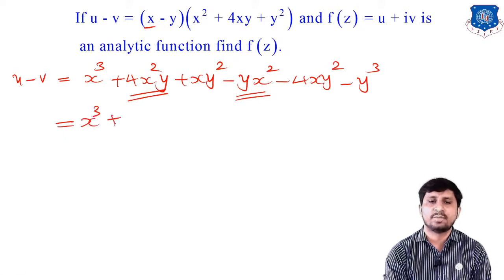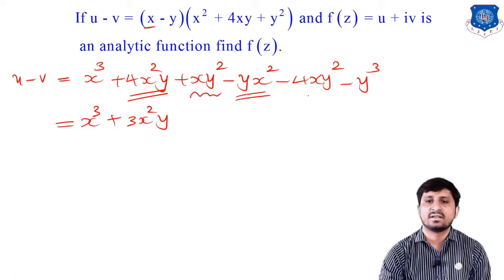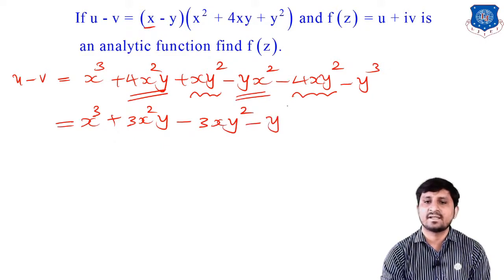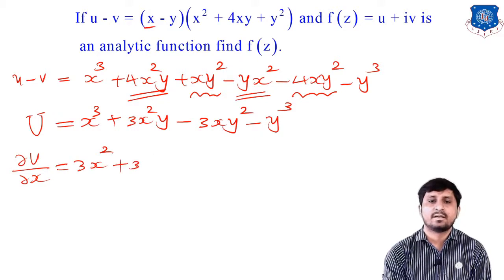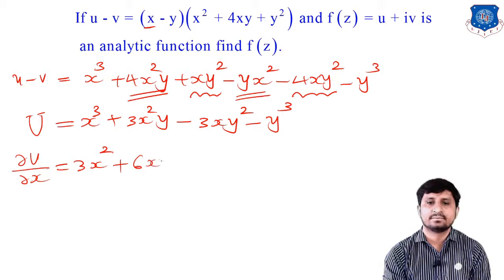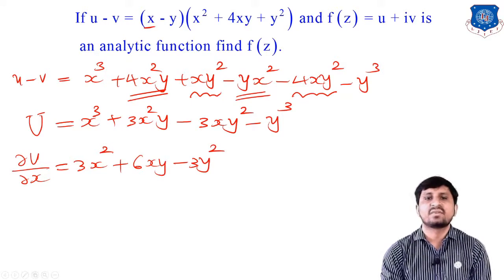So x cube plus 3x square y, then this xy square minus 4xy square, that can be written as minus 3xy square and minus y cube. So this is my capital U. Now find del u by del x, that is 3x square plus 3 plus 6xy minus 3y square. 3x square plus 6xy minus 3y square.